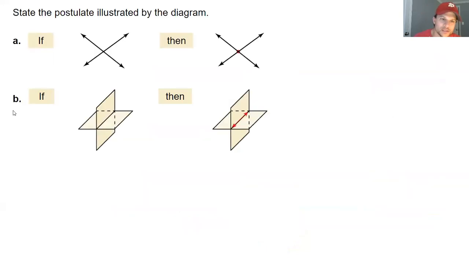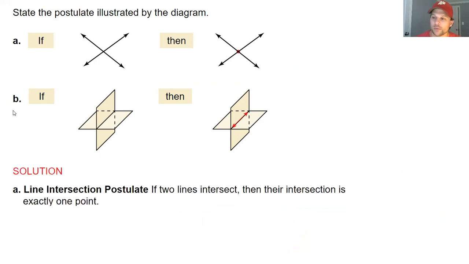All right, so state the postulate illustrated by the diagram. These are being used with conditional statements, which means they're if-thens. You have a hypothesis and a conclusion. So it looks like you have two lines that are being intersected, and then the second one has a red dot being created in the intersection. So based on that diagram, the postulate would be the line intersection postulate. You have two lines that are being intersected, and there's exactly one red point there.